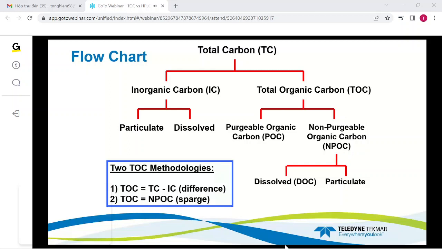So what does that really mean? Well, we basically take our sample, we add acid to it, we acidify it down to roughly a pH of 2, maybe 3, and we sparge that sample. What does that do for us? It's going to drive off our inorganic carbon. It's going to release it, because we don't want to measure that right now. We want to measure our non-purgeable organic carbon, or what we like to say is TOC equals NPOC. That's going to give us our non-purgeable organic carbon, which is what we're looking for in our TOC measurement.